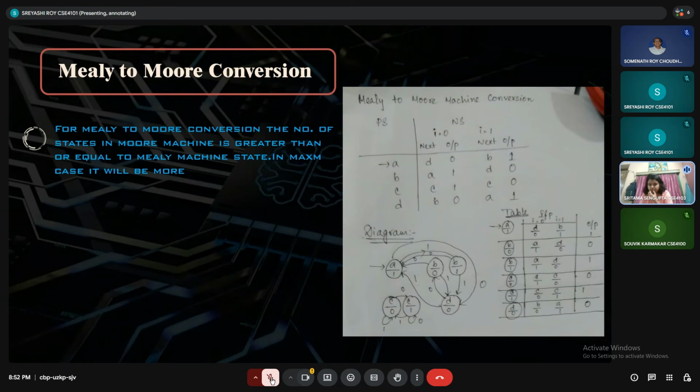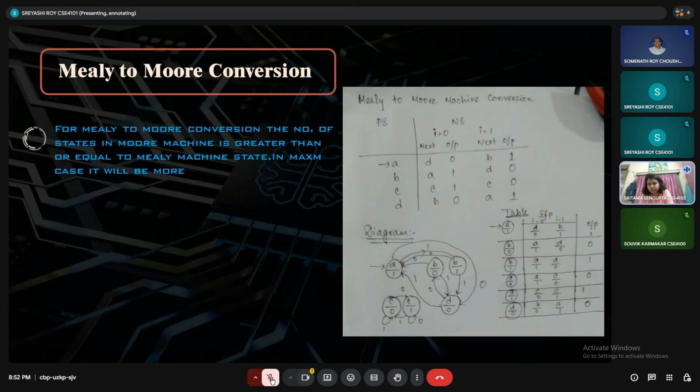For this slide, the present state A is the start state, and the next states for I equal to 0 and I equal to 1 are the inputs. For the present state A, after accepting the input symbol I equal to 0, it is going to the next state D and the output is 0. For I equal to 1, it is going to B and the output is 1. For the present state B, after accepting the input I equal to 0, it is going to the next state A and the output is 1. For I equal to 1, it is going to the next state D and the output is 0. And C and D are also the same.